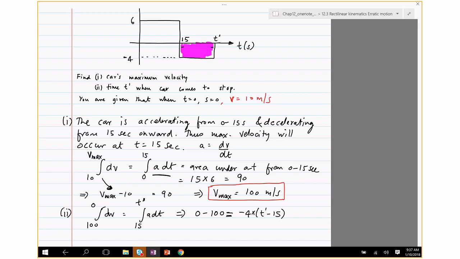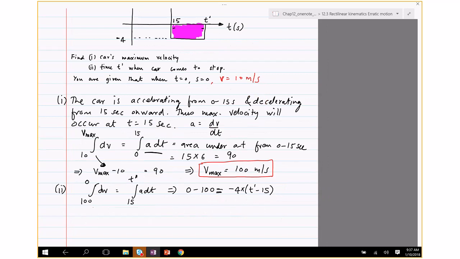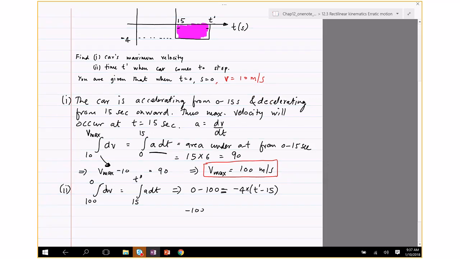So t prime is going to be, let's say, 20 or whatever. It's greater than 15, and times negative 4 is going to be a negative number, and it's negative because it's below the a-t plot. It's on the negative y-axis. Okay, so this gives me minus 100 equals minus 4 times t prime minus 15. So this is 25. And the negative sign cancels, so I get t prime is equal to 40 seconds.